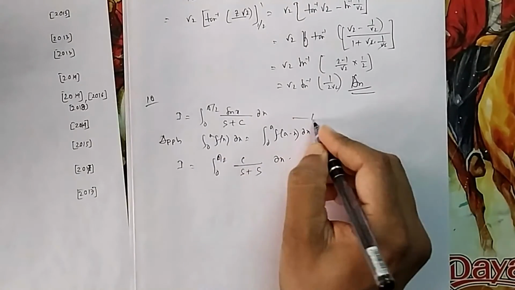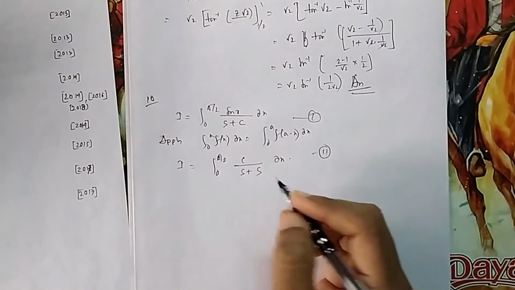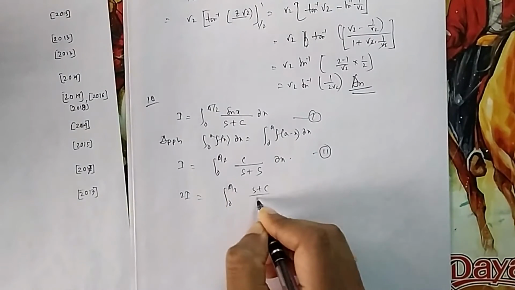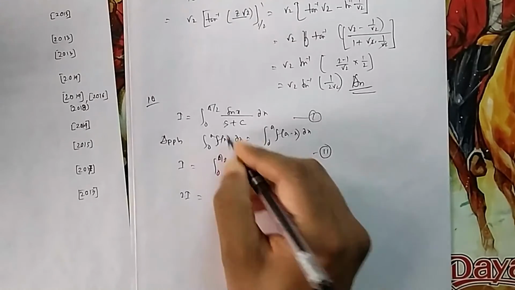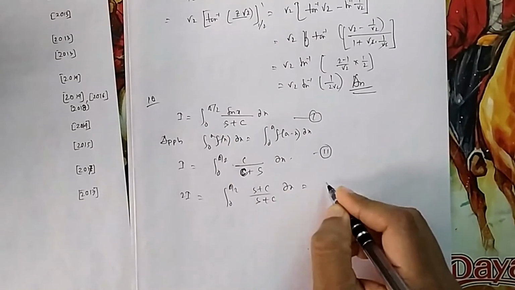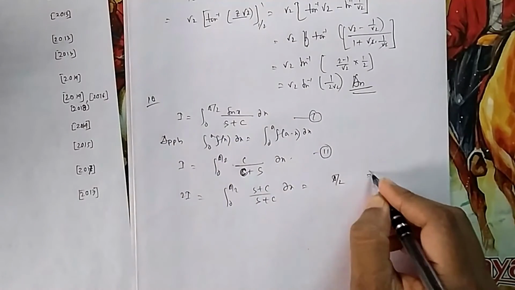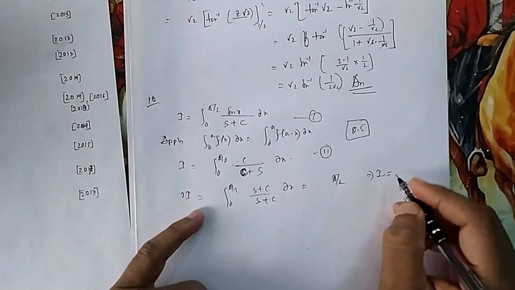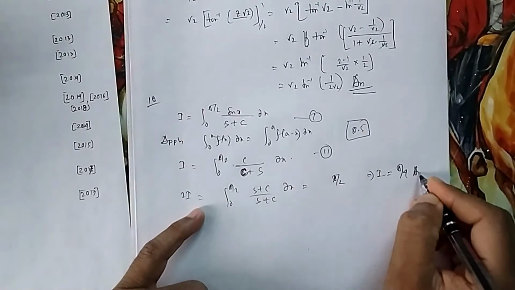If you add these two, King's rule लगा के add कर दिया, these two are King's rule. So 2I will be equal to integral 0 to pi by 2 of (sin x + cos x) by (sin x + cos x), this sine will become cos, this cos will become sine, dx. So it will be pi by 2 only, like this way. Check question number 5, it is the same as 5, so that's why I am not oversimplifying it. So pi by 4 is the answer.